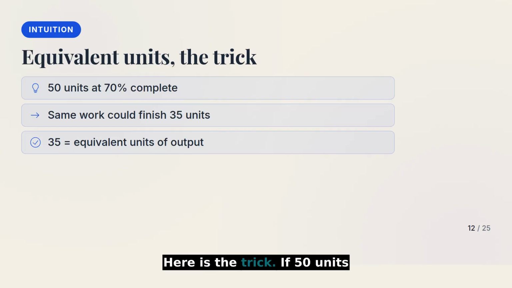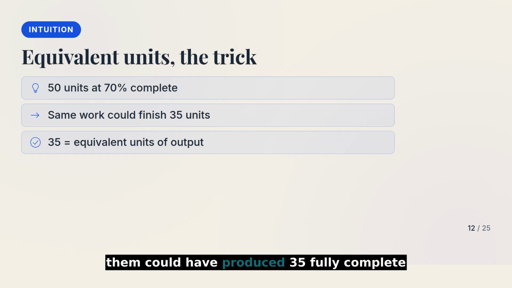Here is the trick. If 50 units are 70% complete, the labor and overhead poured into them could have produced 35 fully complete units instead. Those 35 units are called equivalent units. It is a way of saying the work I did equals this much finished output.